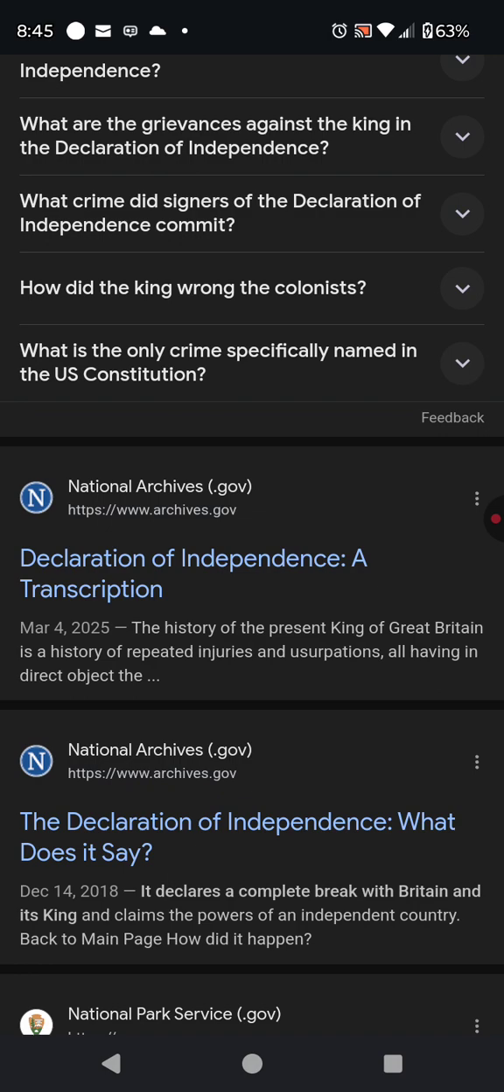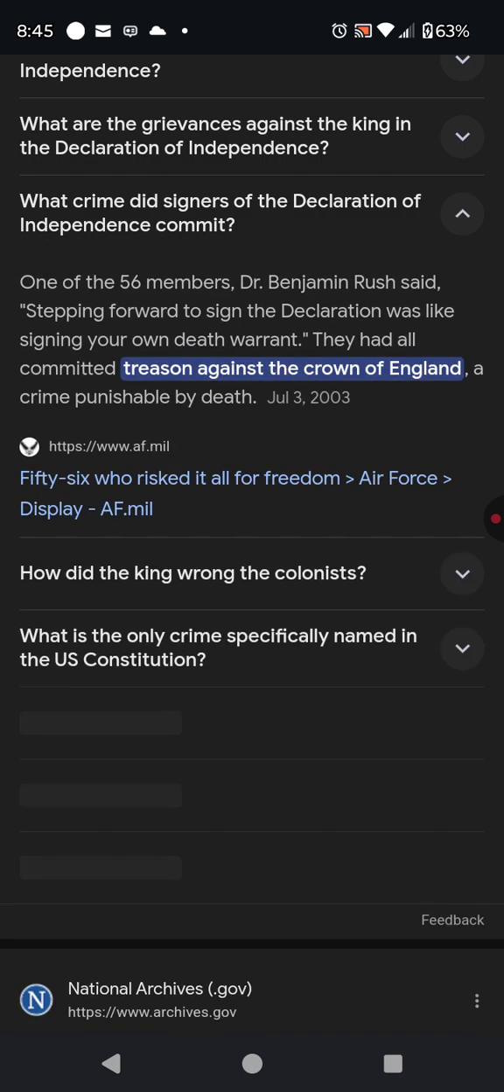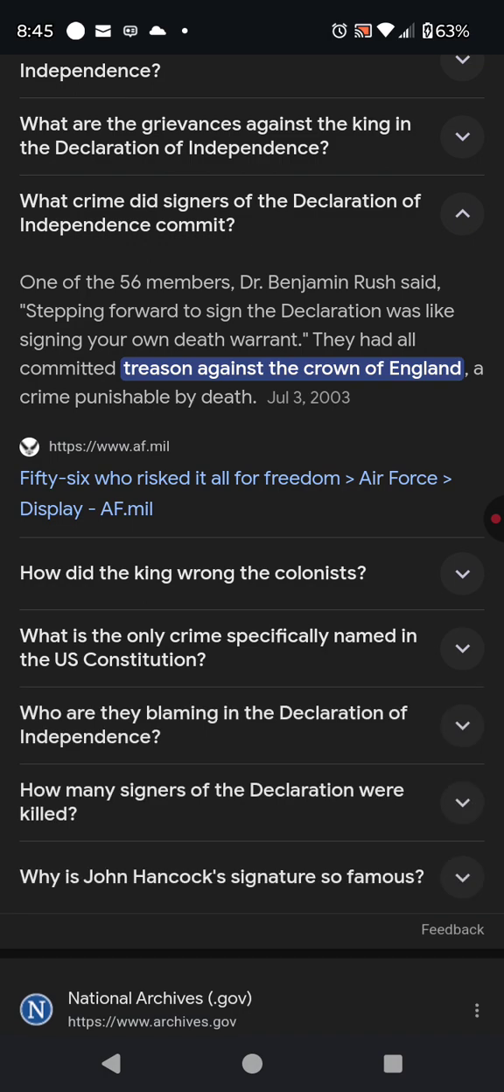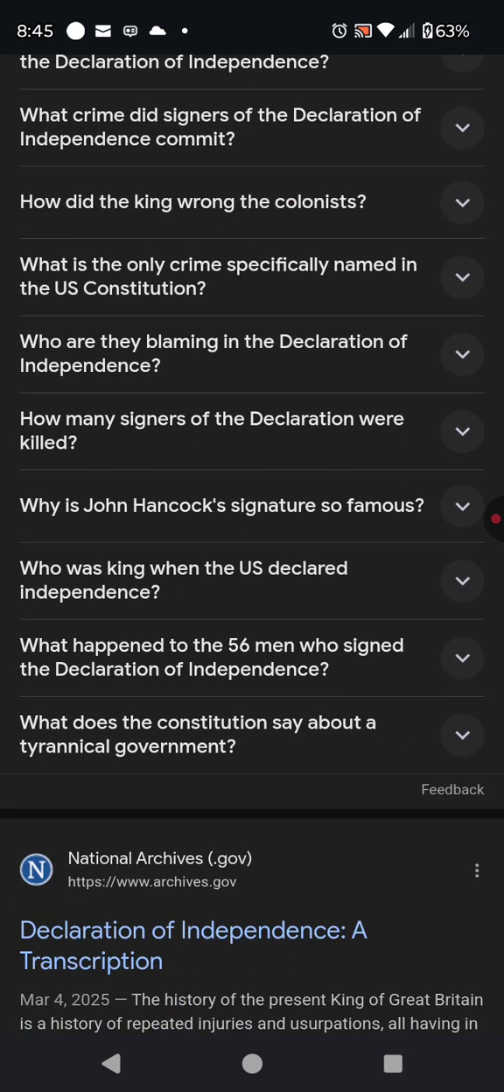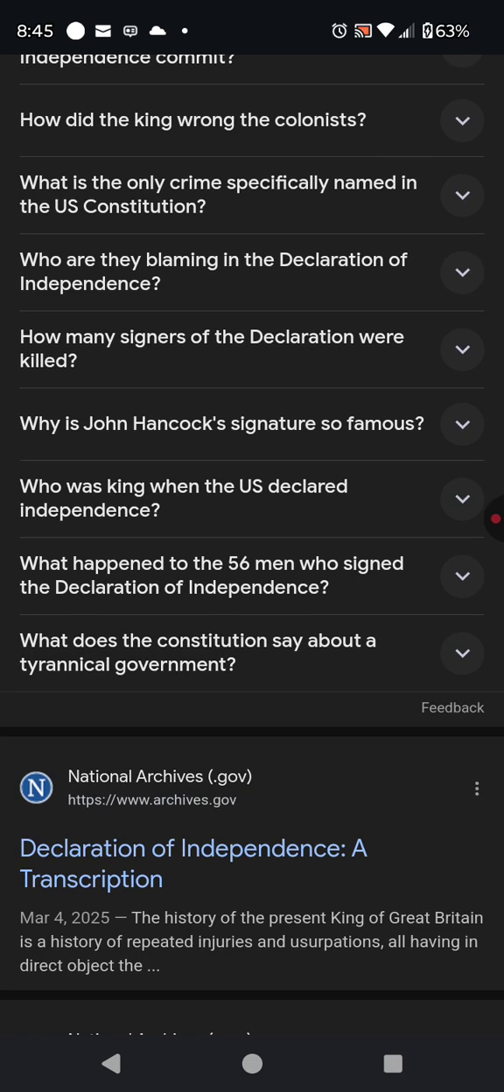What crime did the signers of the Declaration of Independence commit? Treason. One of the 56 members, Dr. Benjamin Rush, said stepping forward to sign the Declaration was like signing your own death warrant. They all had committed treason against the crown of England, a crime punishable by death. Of course, with every monarchy, dictator, emperor, if you don't go along with anything they think or say, that is treason. You're an enemy of the state. Bow to the king.